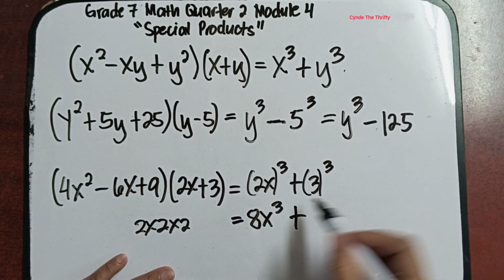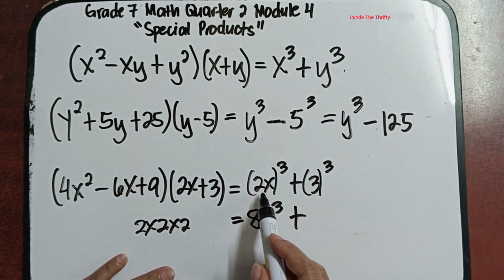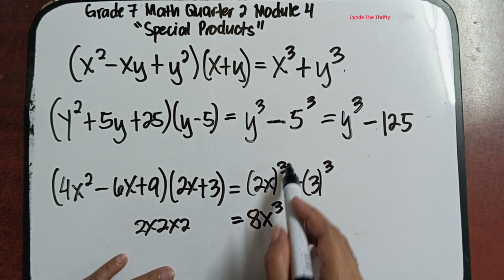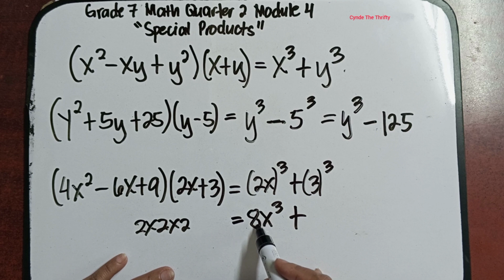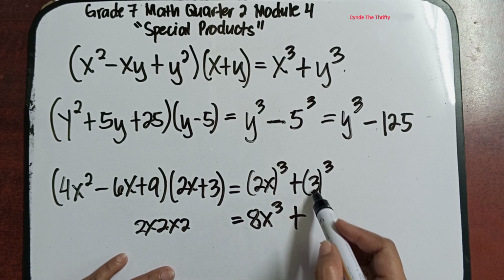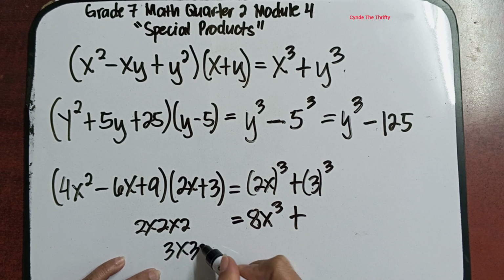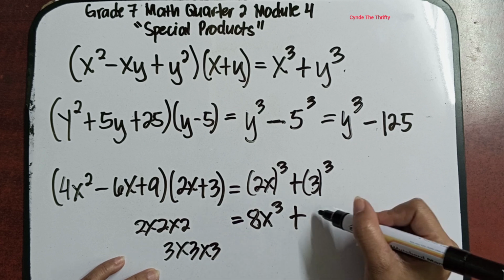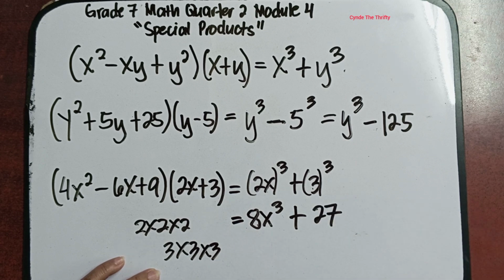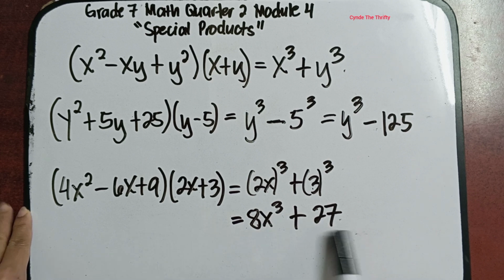Ayan. Okay, so, naging si 2x cube, ibig sabihin, i-cube mo si 2 at i-cube mo si x. So, naging 8x cube na siya. And then, 3 cube, so 3 cube is equal to 3 times 3 times 3. So, 3 times 3 equals 9. Times 3 equals 27. So, plus 27. So, ibig sabihin, ito na yung sagot natin, 8x cubed plus 27. Okay, ito na yung final answer natin.